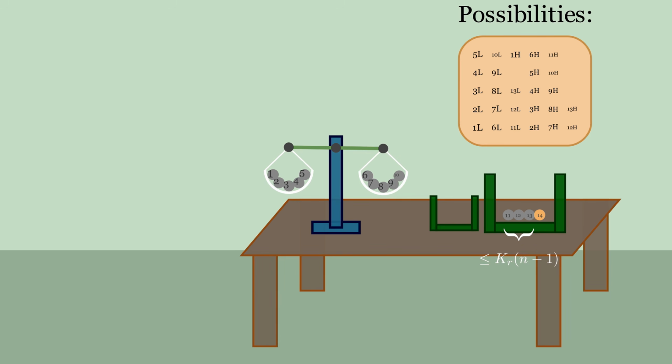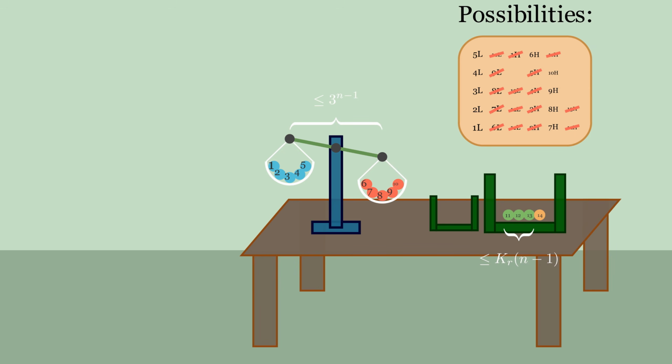If the scale doesn't balance, we discard the coins that were off the scale. But take a look at the coins that were on the scale. We know the coins on the light side are possibly light, and the ones on the heavy side are possibly heavy. And we already know how to deal with that case. If we want to solve the puzzle with the highest number of coins, the two sets on the scale must share 3 to the n-1 coins between them.